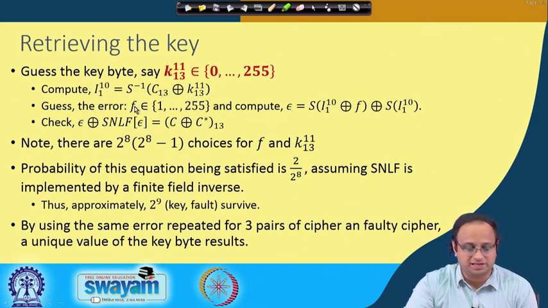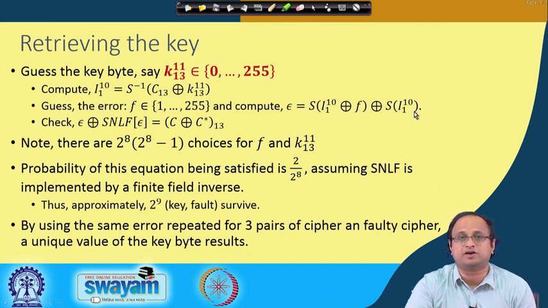So now what we do is we guess this error. Note that the error can be anything except 0, because if it is 0 then it is not an error. So there are 255 possibilities, and what we do is compute epsilon, which stands for S of I110 XORed with F XORed with S of I110. So epsilon, as we know, is equal to S of I110 XORed with F XORed with S of I110. We can already compute this because we have estimated the value of I110. We make a guess for this error and then we compute epsilon.